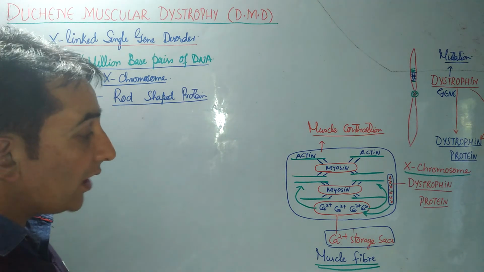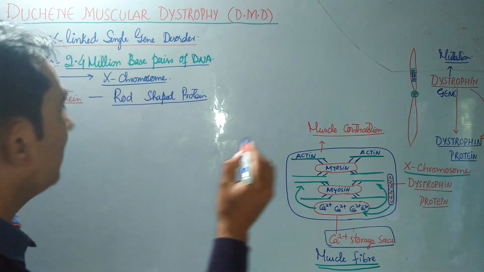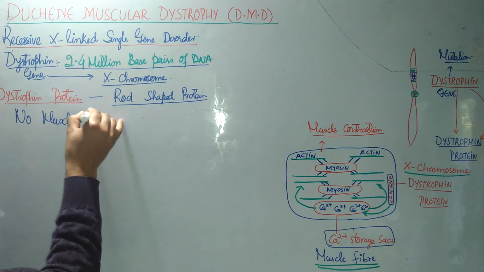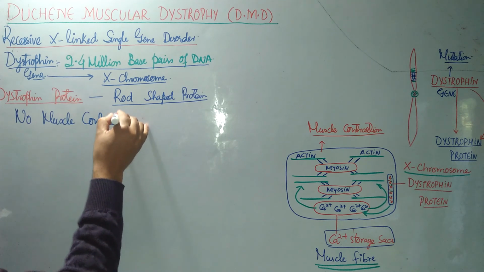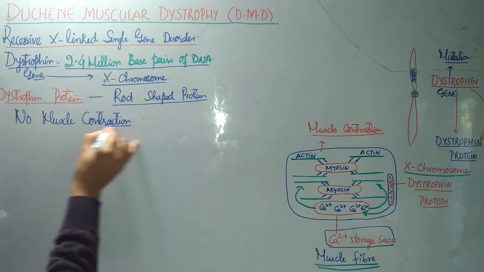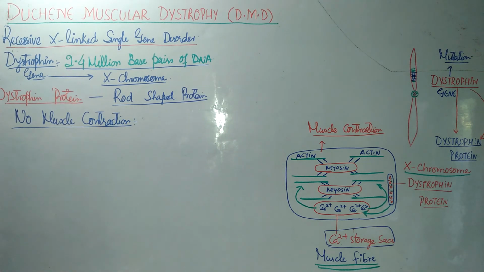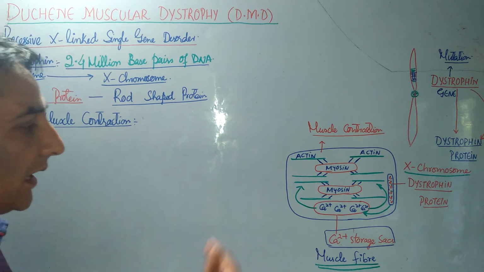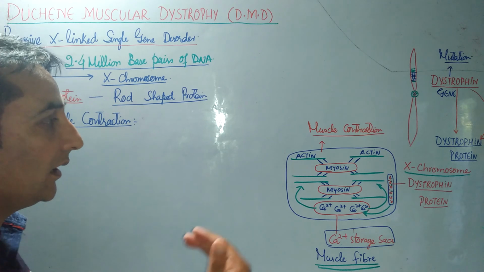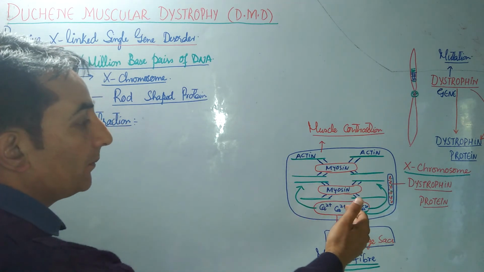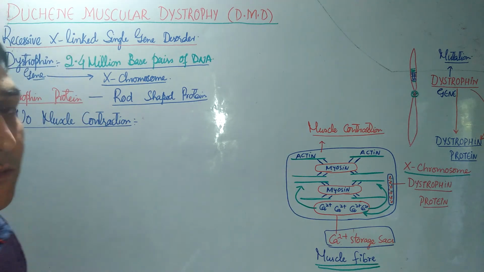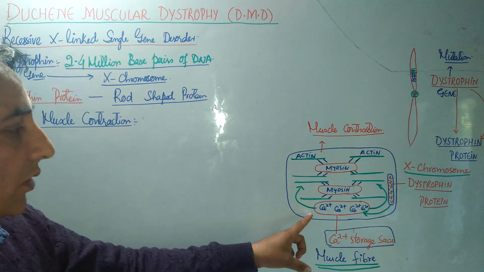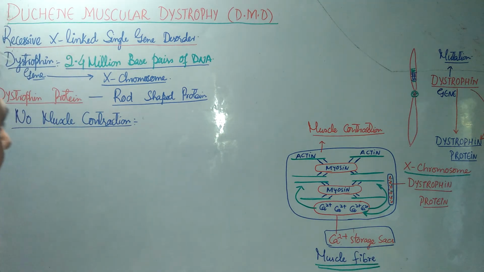Now, what will happen when the calcium ions do not get released? There will be no muscle contraction. Because for muscle contraction, the calcium ions are necessary, and the calcium ions are pumped into the cytoplasm from the calcium storage sacs when the dystrophin protein aids them in getting released. When there is no dystrophin protein due to the mutation of the dystrophin gene, the calcium ions will get stored in the calcium storage sacs and will not get released.